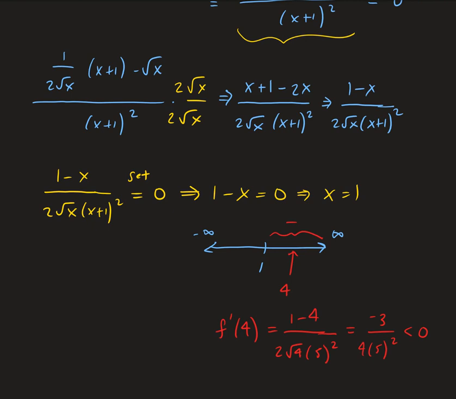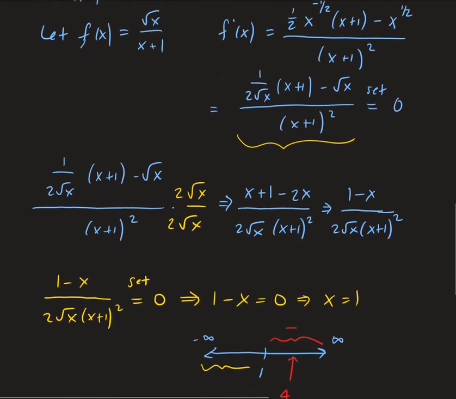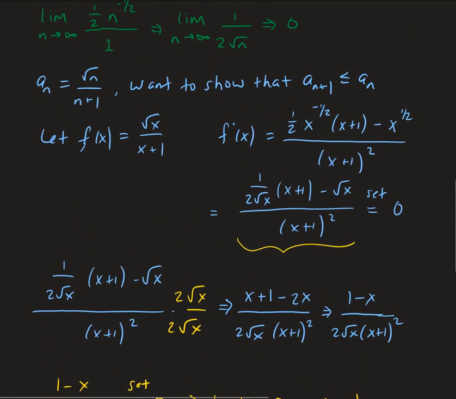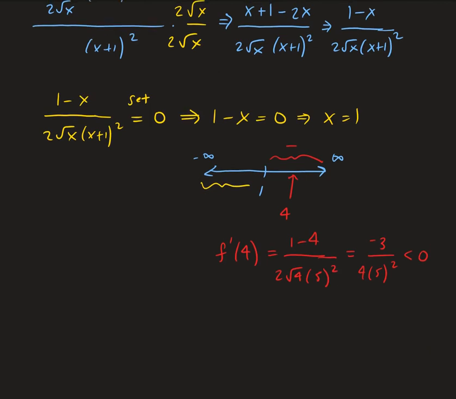We really don't care what's happening over on this side. Everything from 1 to infinity, the values of x between 1 and infinity, is where the function is decreasing. Therefore, the nth plus 1 term will be less than or equal to the nth term. Actually, it'll be strictly less than the nth term, which is what we need. So we showed that, and that's what we wanted to show.